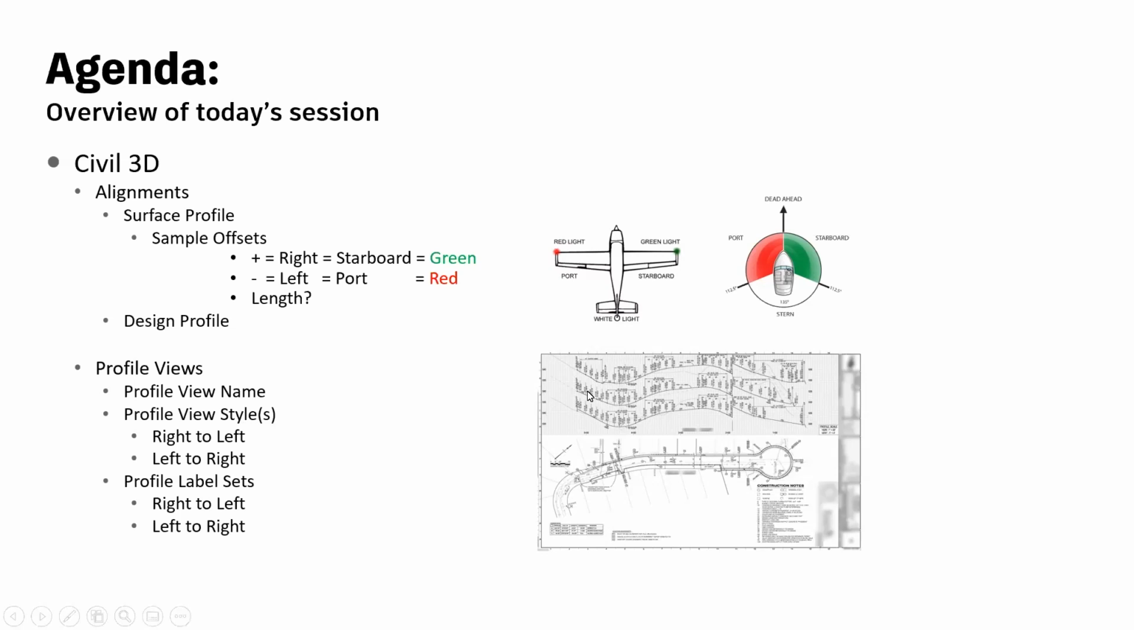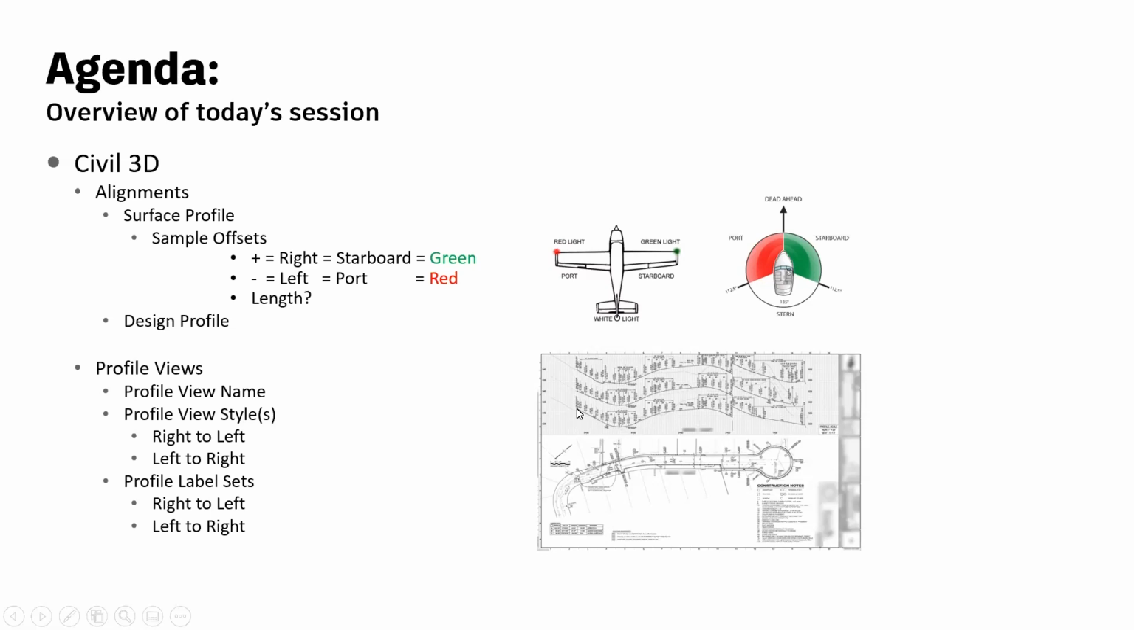Now, to manage all of this, we're going to be talking about profile views for sure. Profile view names come into play, but more importantly, perhaps, is this idea of profile view styles. And then ultimately, it does matter if the alignment is going up station from left to right, then the right side of the road, perhaps the lower side of this plan view, probably wants to be denoted with the lower portion of the profile up here.